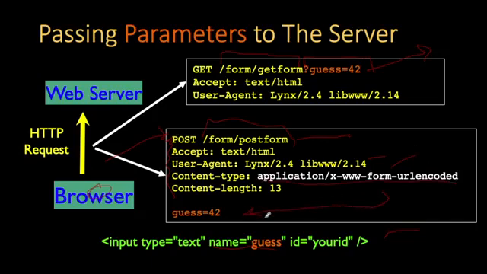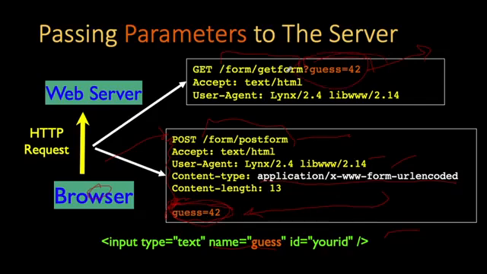Now remember, this is going into the server, so the content type coming out tells if it's an HTML page or a JPEG, but the content type going in tells the server how to parse this. So it leaves a blank line, it's very symmetric with how the server sends us pages back, and then guess equals 42.